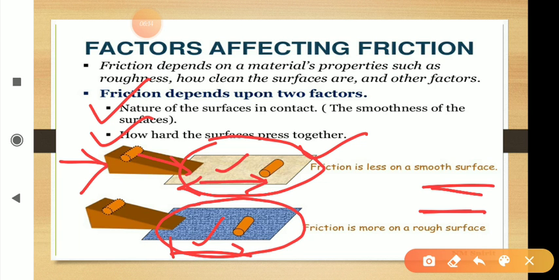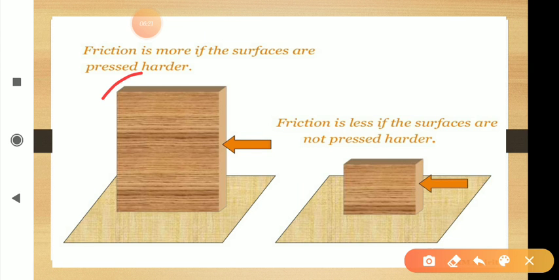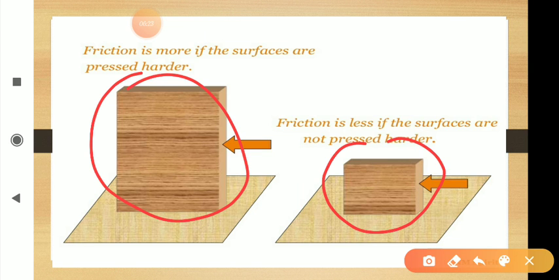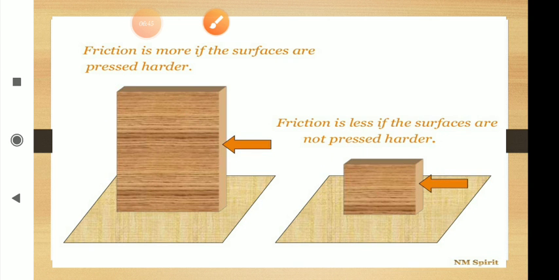Meaning the heavier the body, the larger the friction. For a simple example, I'm taking two blocks. One is a heavier one, and one is a lighter one. The heavier one will apply a larger force to this surface and the lighter one will apply a smaller force to this one. So the larger the force, the larger the friction. So in this particular case, the heavier block provides larger friction and the lighter block will provide smaller friction.